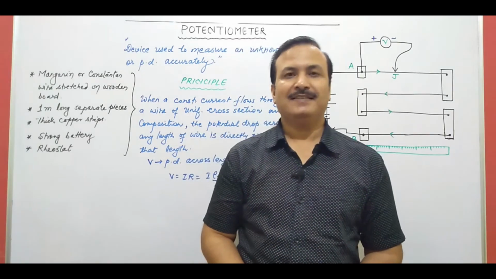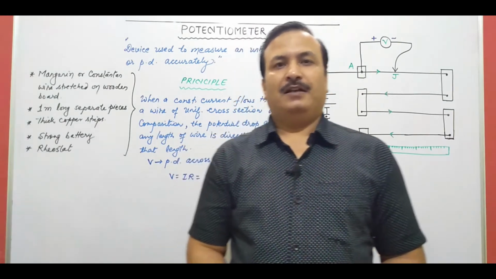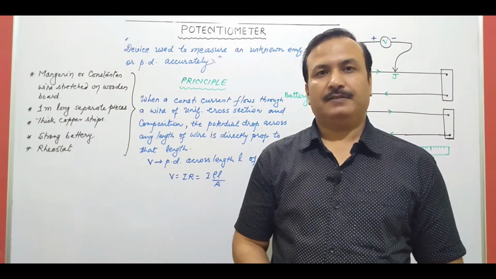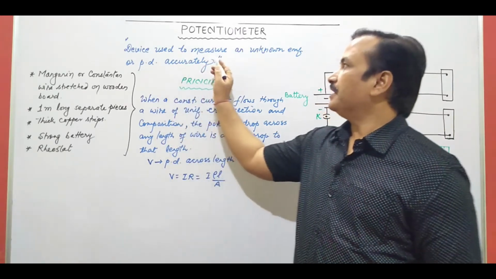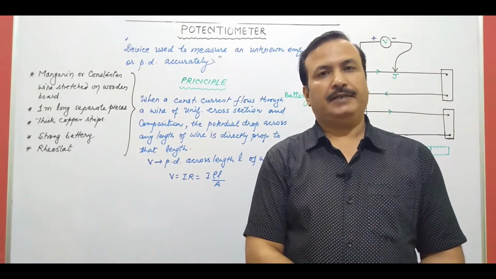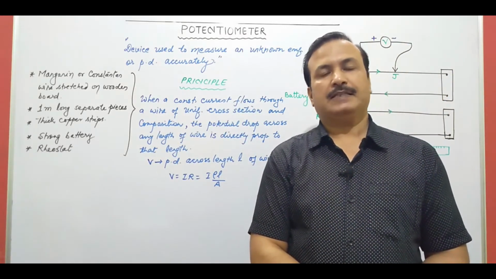The next topic is potentiometer under the heading current electricity. Now what is a potentiometer? It is the device which is used to measure the unknown EMF or potential difference accurately, right? How it works, let's see.